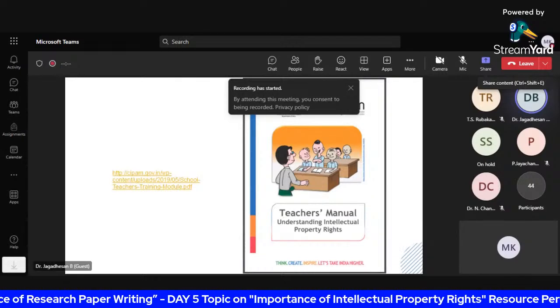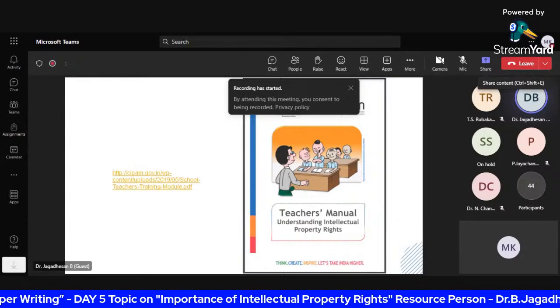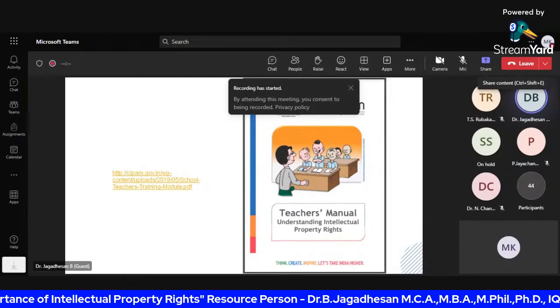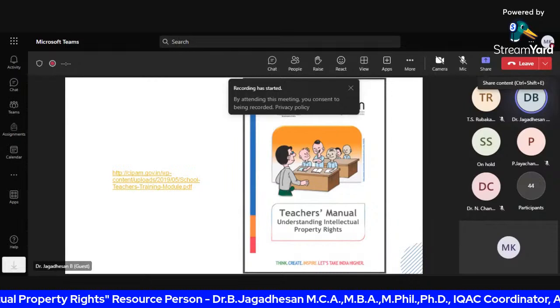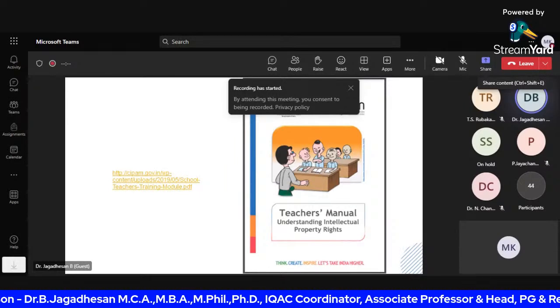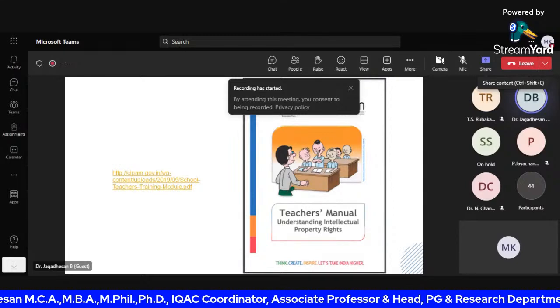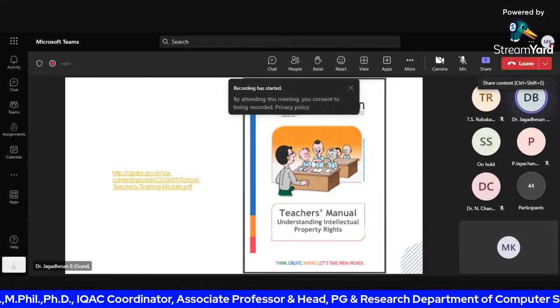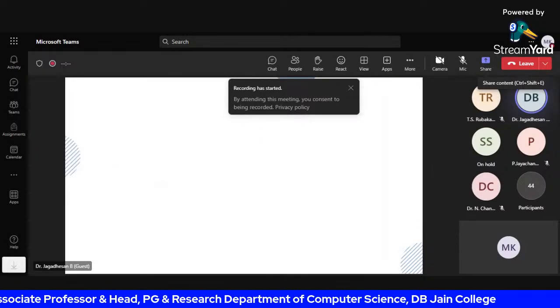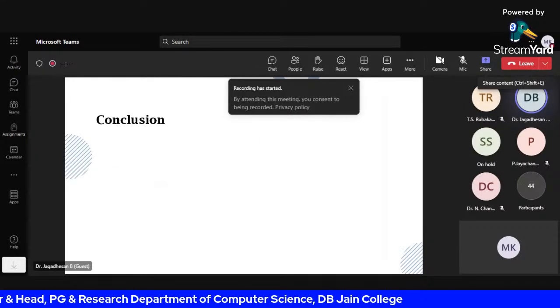You will get more ideas about intellectual property rights in terms of academic research publication, and how it is placed for students and professors to enhance knowledge in the academic scenario. So please note down the website link, and you can download the manual and read it. You will get more ideas about intellectual property rights.